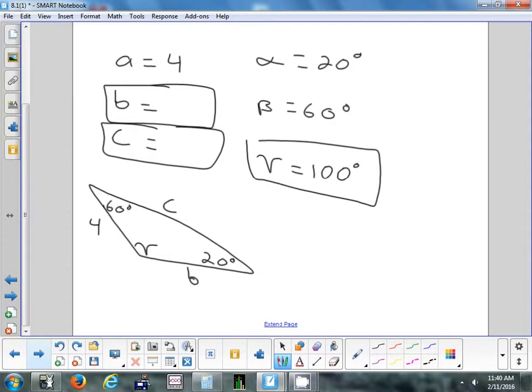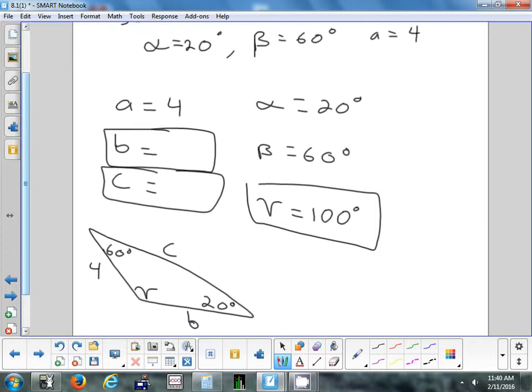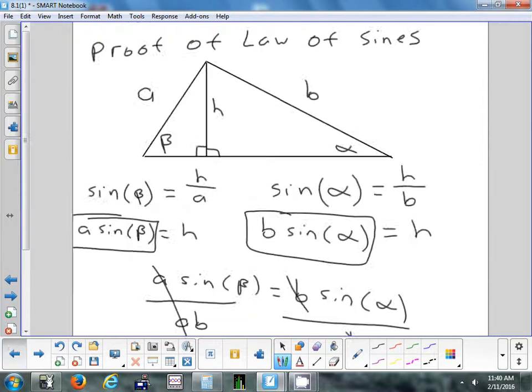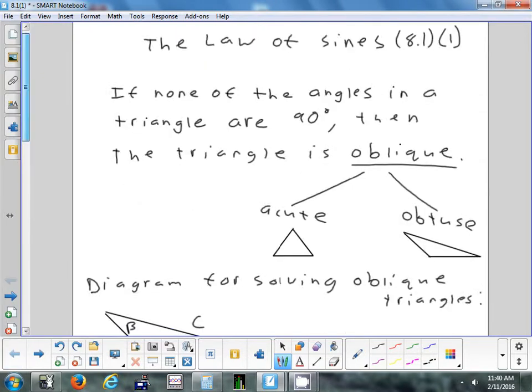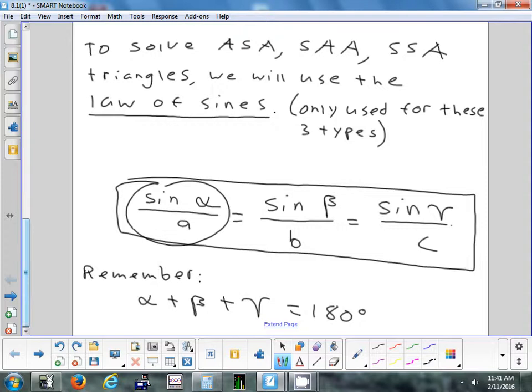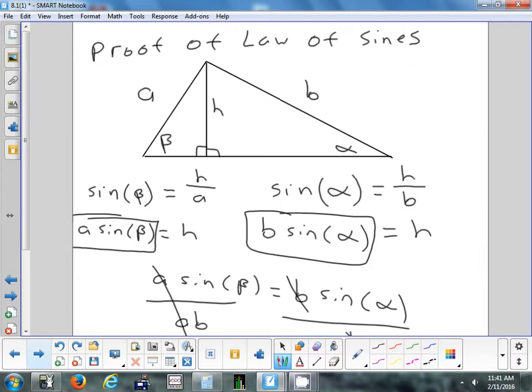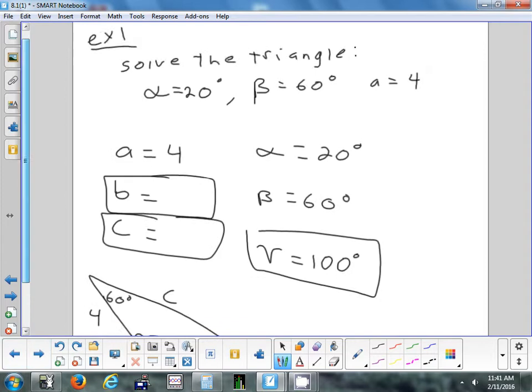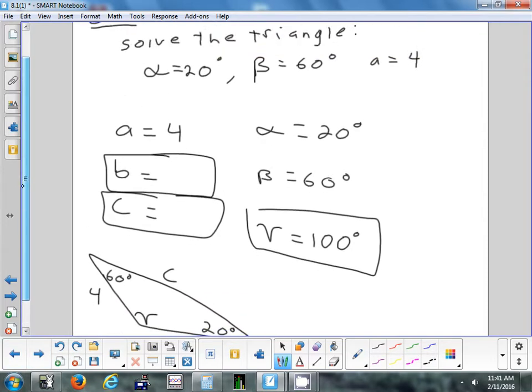All right, let's start with B. Okay, so we have to look at the law of sines and look at the row that has everything in it. That's definitely an important row. We're going to use that row to find B, and we're going to use it to find C. So what row has everything in it? Row A. Okay. We know A, and we know alpha. So we're going to fill into the law of sines for the first part: sine of alpha over A, so sine 20 over 4.